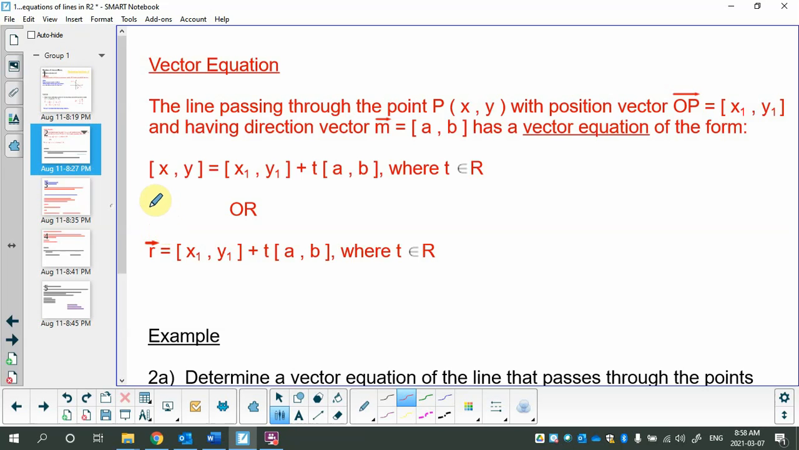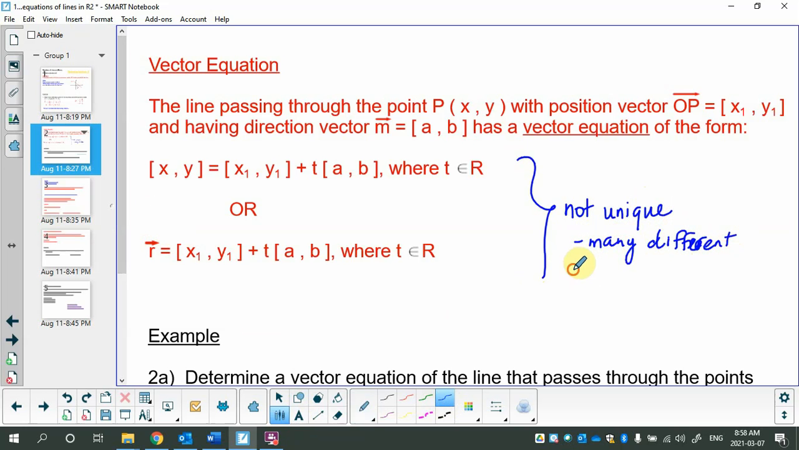So what we're going to do is give you an example of this. Now, I do want to mention to you beforehand that this answer is not unique. There are many different vector equations for the same line. So you could have an answer that is not in the back of the book and still be right.